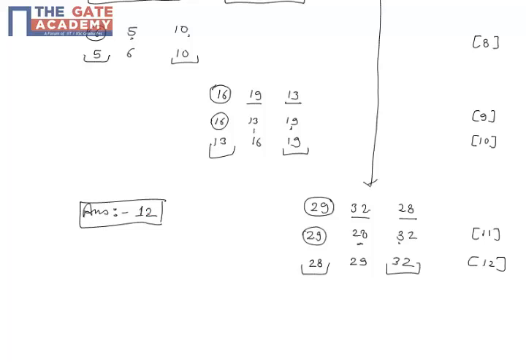So actually the sorted list will be the combination of all the lists which I have sorted one by one, that is 5, 6, 10, 13, 16, 19, oh sorry, in between 10 and 13 there should be 12. Then after 19 there should be 27, then after that 28, 29 and 32. This will be my list after the sorting, and the number of swappings I have done is equal to 12.